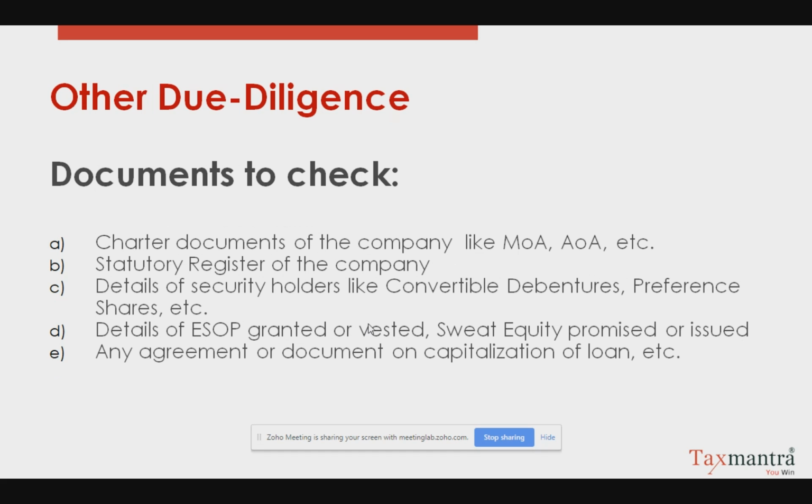Or any other kind of agreement or document on capitalization of loan. For example, a director has given a loan of 50 lakh rupees three years back, and he has signed an agreement with the company that after this many years, this loan shall be converted into equity. These things might dilute the shareholding of the investors. So it is very important for investors to check if there is any agreement on capitalization of loan.